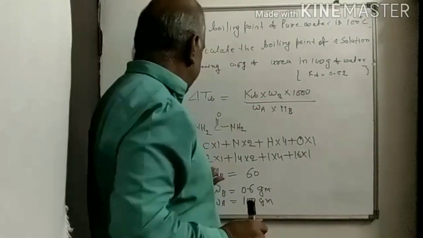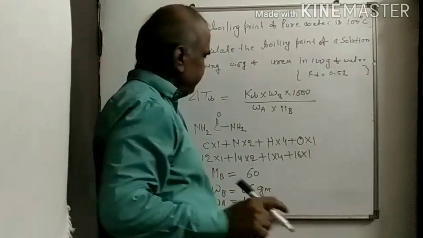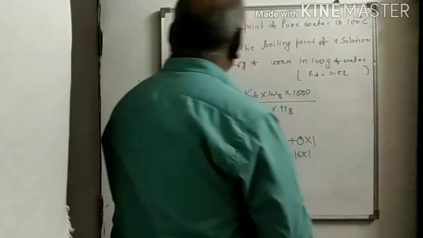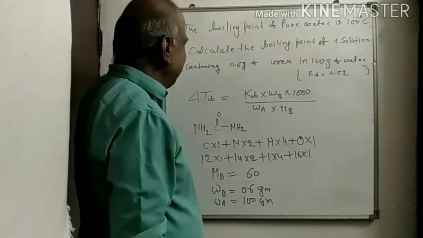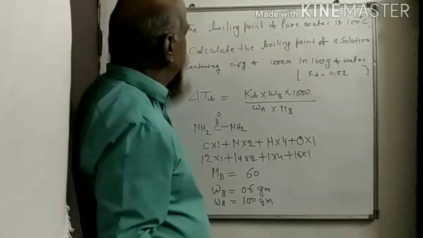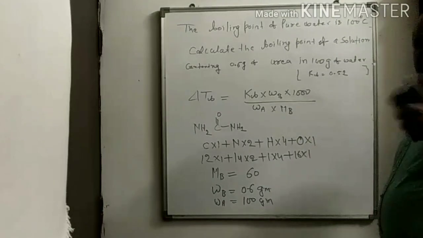Now put these values in this formula. Is it clear? Write down the question or not? It remains on the blackboard.